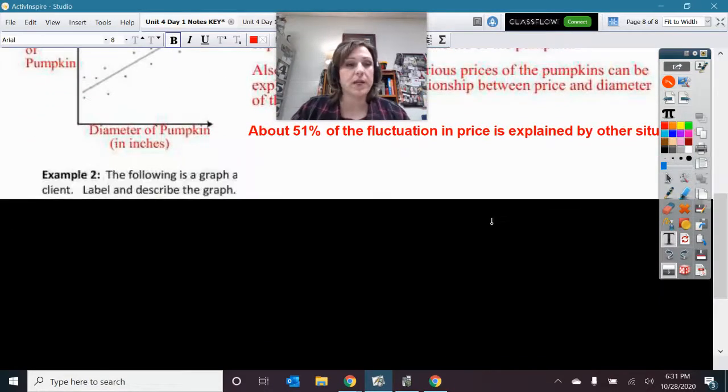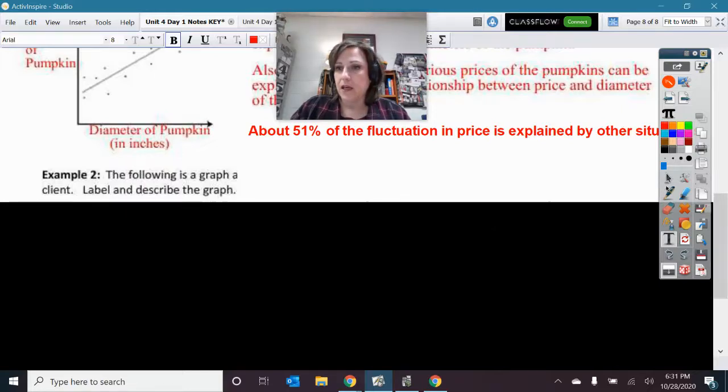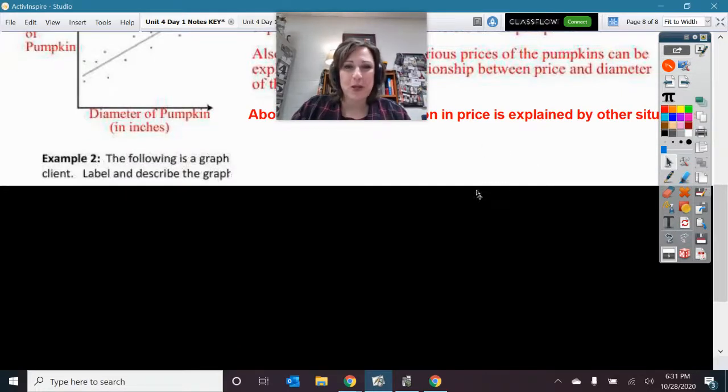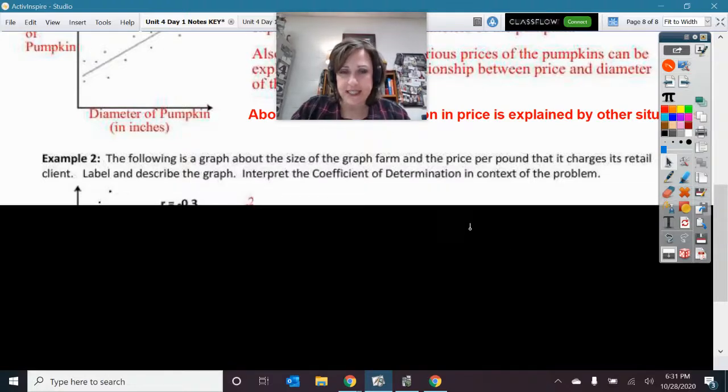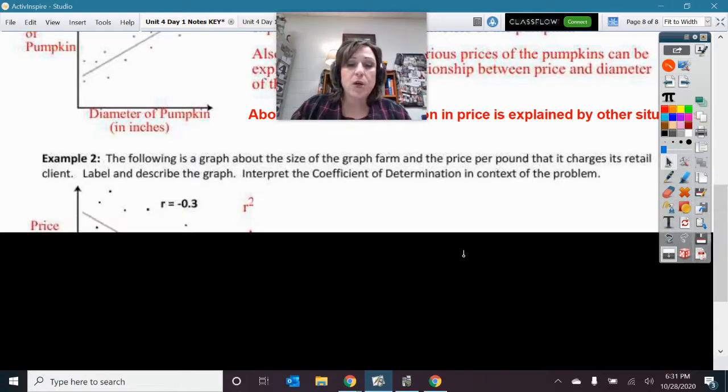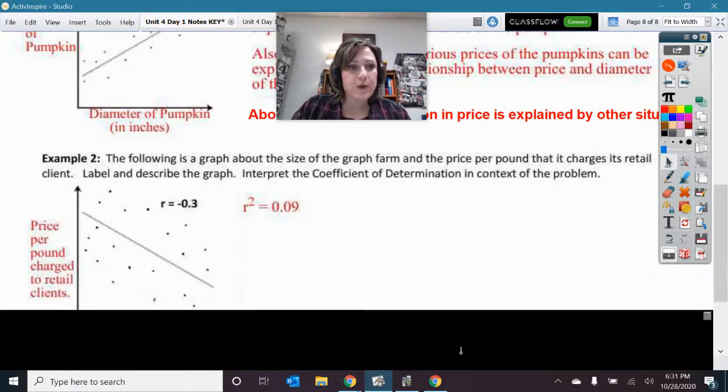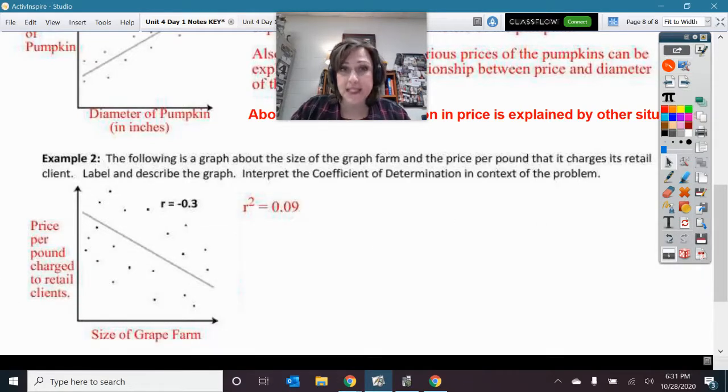All right, next one, the grape farm, not the graph farm, and the price per pound it charges its clients. So we want to square the R. That's only 0.09. See how it is positive, always going to be positive. So this is about 9%.